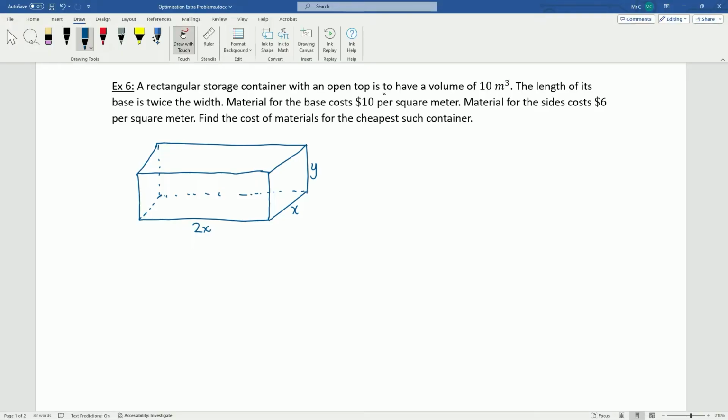Now it says it's got an open top, but it's to have a volume of 10 meters cubed. Well, having an open top doesn't affect the volume, so let's just look at the volume here. So that's going to be length times width times height. So 2x times x times y. That's 2x squared y. And we know that this volume has to be 10 meters cubed. That's the restriction. So this is our constraint.